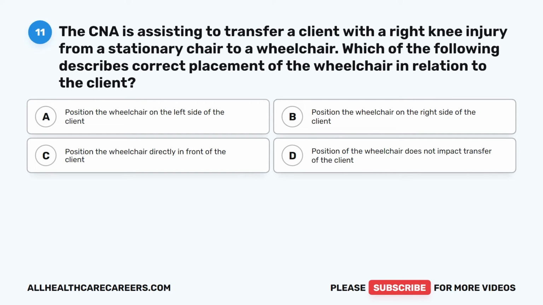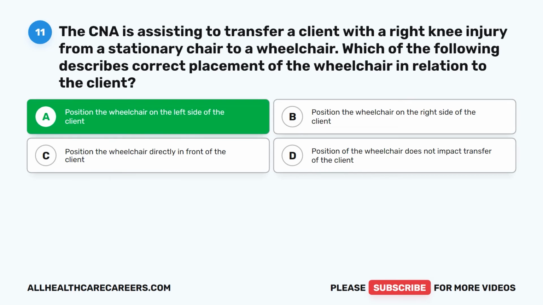Question 11. The CNA is assisting to transfer a client with a right knee injury from a stationary chair to a wheelchair. Which of the following describes correct placement of the wheelchair in relation to the client? A. Position the wheelchair on the left side of the client. B. Position the wheelchair on the right side of the client. C. Position the wheelchair directly in front of the client. D. Position of the wheelchair does not impact transfer of the client.